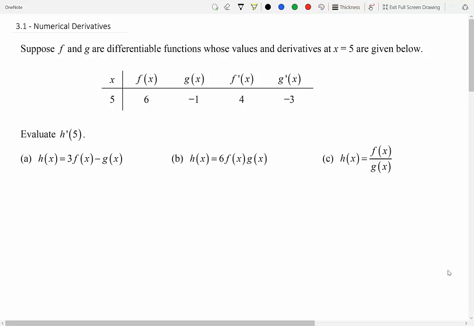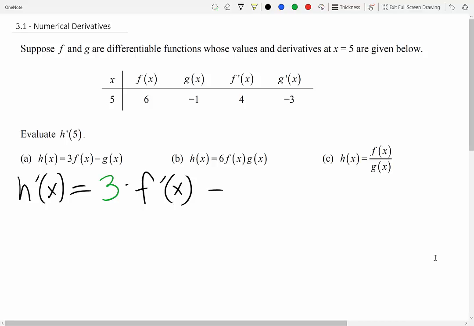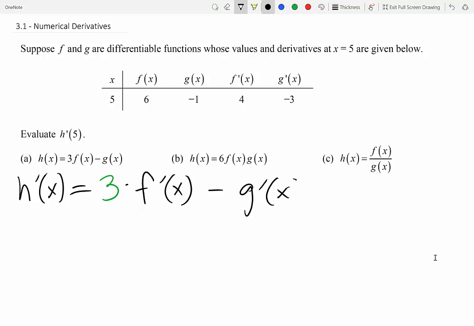So the rules that we're going to be using for this derivative here are the constant multiple rule, which tells us that this 3 multiplying f of x will simply stay there and multiply our derivative of f, written as f prime of x. Next, we're going to use the difference rule, which is actually really simple. You just put that minus sign there, and we take the derivative of g, which is g prime of x.